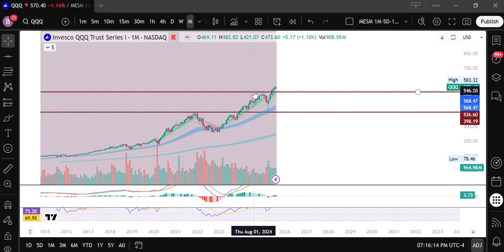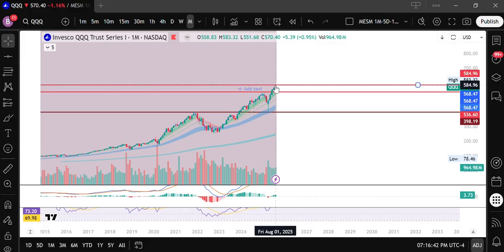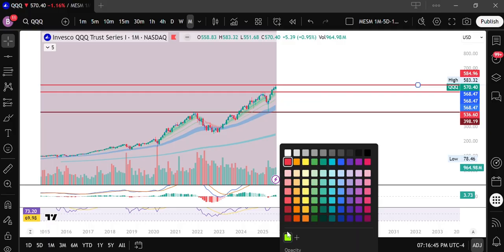Then we have a second high right here. I'm going to change the color so we can see it. Second high, make it red. The second high was here, January 2025, at 536.60. Now QQQ has made a new high as of August, right here, at the point that it touched. So that's the new high.